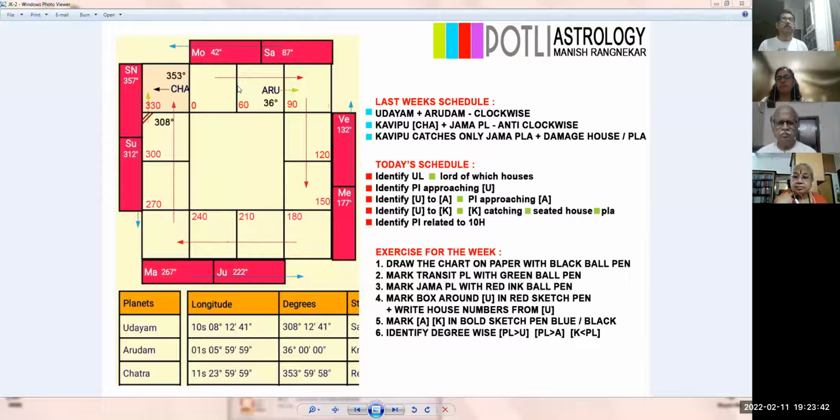Now it is correct. So it is basically zero to... again I made a mistake. This should be 30, 30 to 60, 60 to 90, 90 to 120, 120 to 150, 150 to 180, 180 to 210, 210 to 240, 240 to 270, 270 to 300, 300 to 330, 330 to 360. Correct?